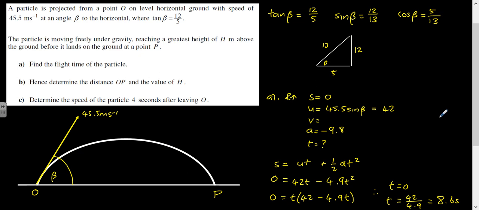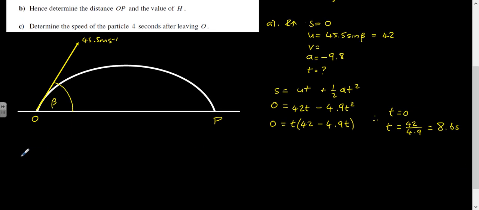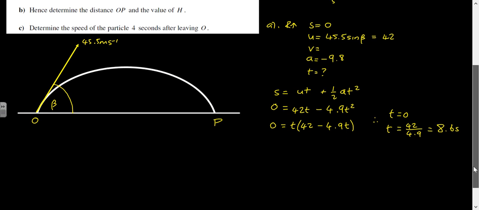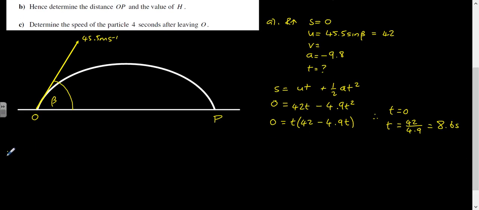Just a very quick run through. Resolve vertically. We took our component of the speed, and that was our initial velocity. Our final velocity wasn't relevant, minus 9.8, our old friend, and then we worked out the time. So it says, hence determine the distance OP and the value of h. Now, h is the value of the greatest height above the ground.